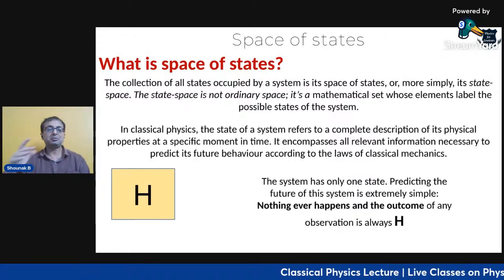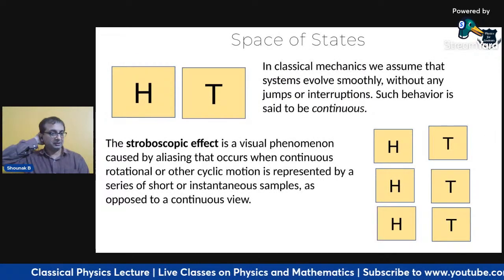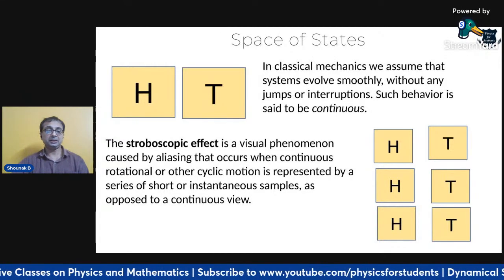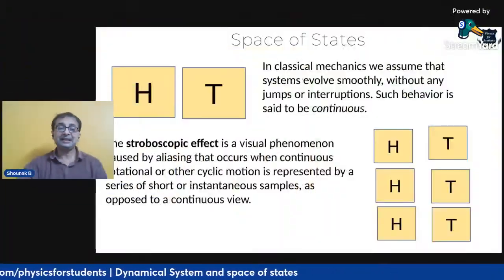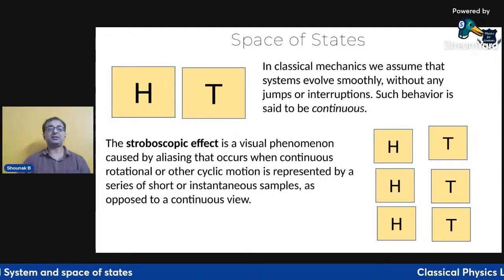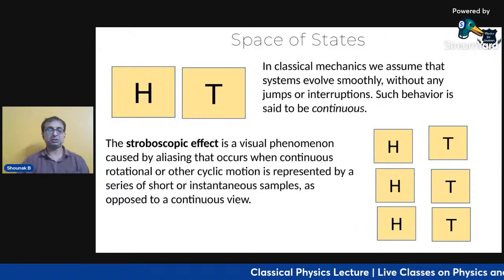So the system has only one state, and predicting is very simple, it will only have H. If you get a kind of H to T, here we need to move from head to tails. And remember that in a classical system, we get something which is called a continuous system. That means there are no discrete jumps. But in case there is a jump, we call it a stroboscopic effect, which is a phenomenon caused by aliasing that occurs in continuous rotation and shift.